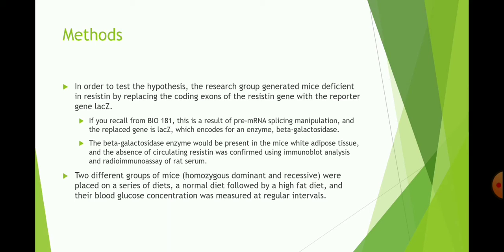Two different groups of mice, homozygous dominant and recessive, were placed on a series of diets, a normal diet followed by a very high fat diet, and their blood glucose concentration was measured at regular intervals.